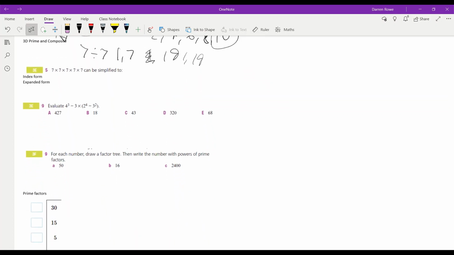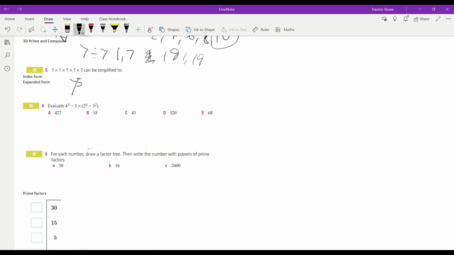So now we're talking about 3E, and we're talking about index form. So we're talking about this: 7 times 7 times 7 times 7 times 7 can be simplified to, well, you just write the same number that is there, and then how many there are. So there's 1, 2, 3, 4, 5. So 7 to the power of 5. That's how you simplify it. That's what the index form is.